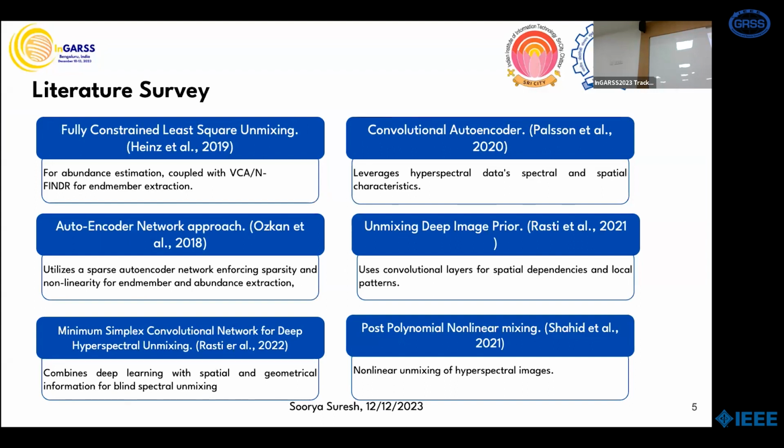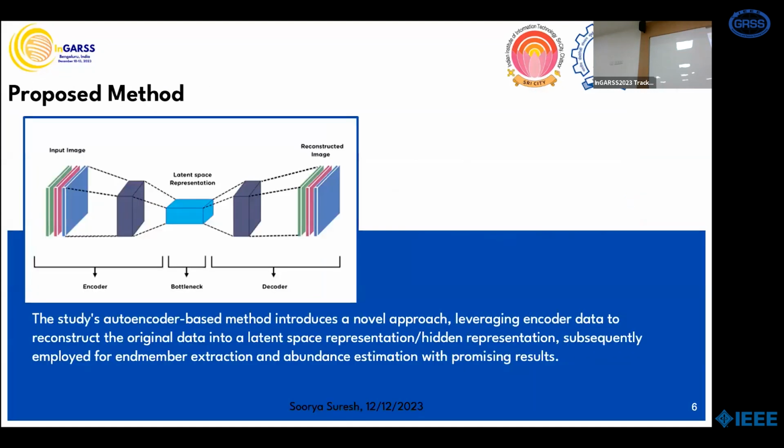After encoding, these operations are facing challenges of noise, high dimensionality, etc. In the proposed method, the study's auto-encoder-based method introduces a novel approach, leveraging the encoder to reconstruct the original data into a latent representation or hidden representation. Subsequently, it is employed for endmember extraction and abundance estimation from the scene.